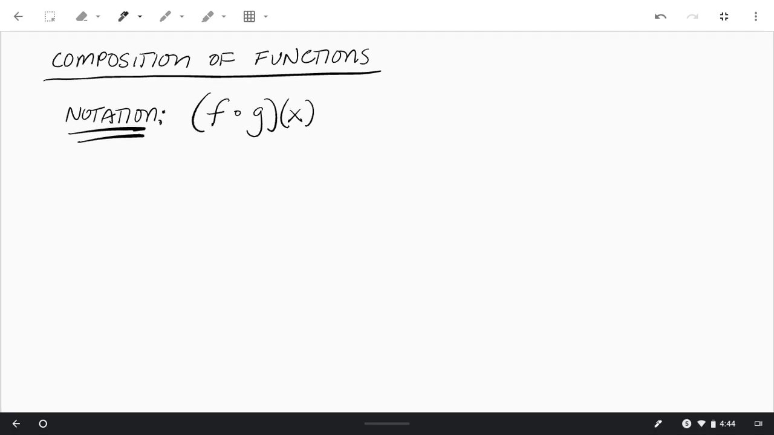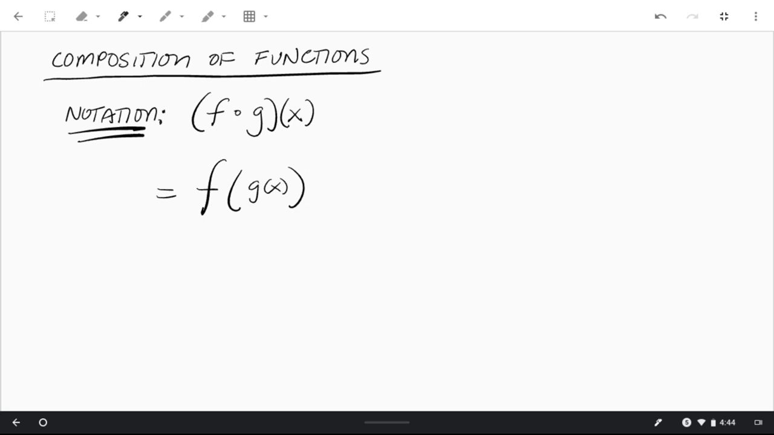So what this means is, it basically means take the G function and you evaluate F using the G function. So maybe your G function is X plus 1. That means you're going to replace all the X's in F with X plus 1, with whatever your G is.